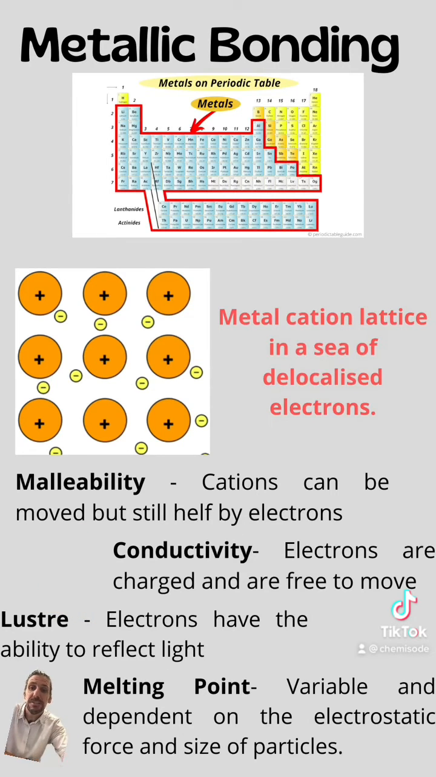Our last two properties are a bit strange, and you're just going to have to take my word on these ones. But first one is the fact that metals are shiny. Electrons have the ability to reflect light, and the fact that we have delocalized electrons in our metallic bond means that they can be reflecting light and shiny. Lastly, they have a weird range of melting points, and that's dependent on the force of that electrostatic force.